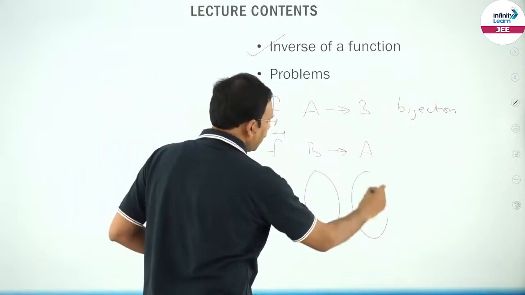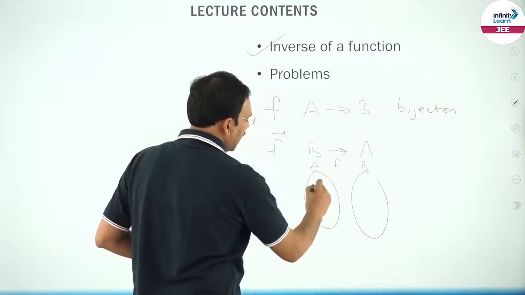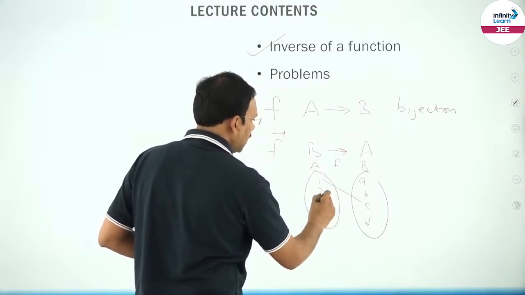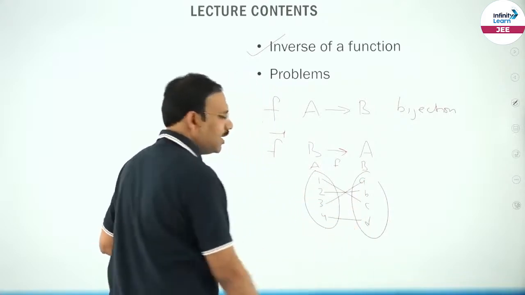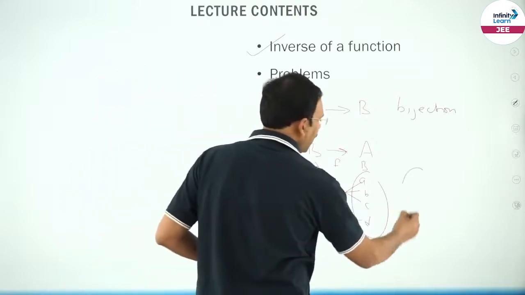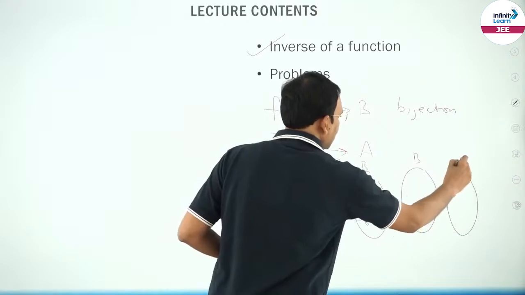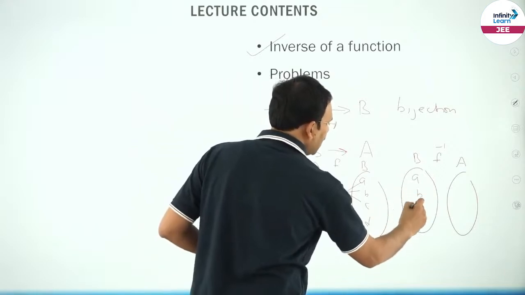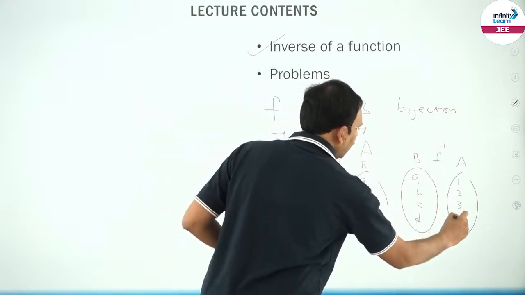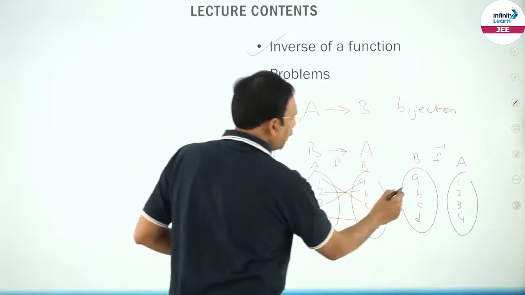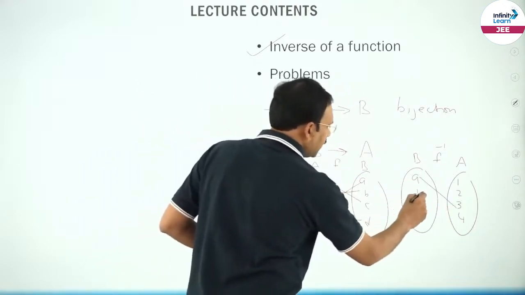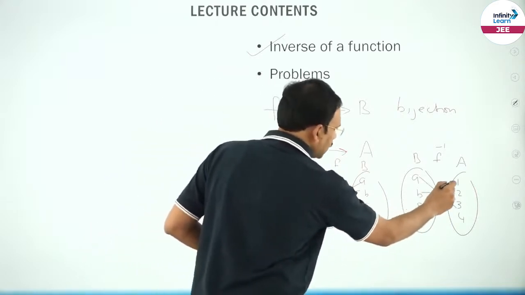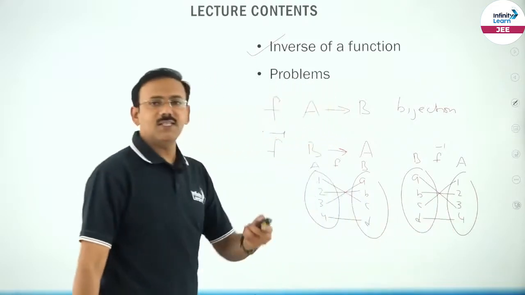For example, suppose this is A, this is B, say f is mapped like 1, 2, 3, 4 to a, b, c, d: 1 to c, 2 to b, 3 to a, 4 to d. Now, the f inverse mapping will be from B to A, my dear friends. The entries of B are a, b, c, d, and A are 1, 2, 3, 4. Now, a is mapped to 3, b to 2, c to 1, and d to 4. This is the relation, friends.